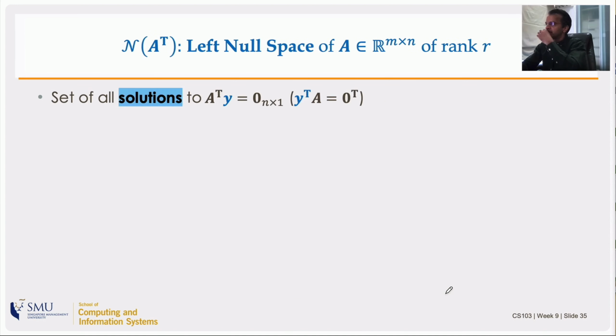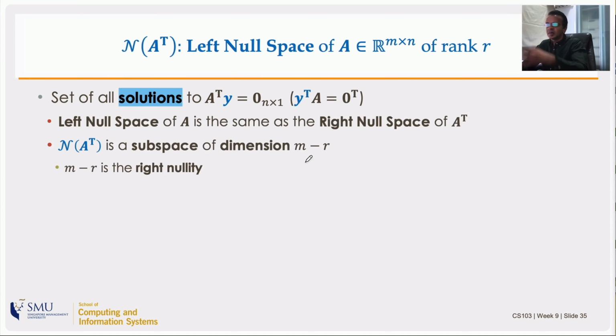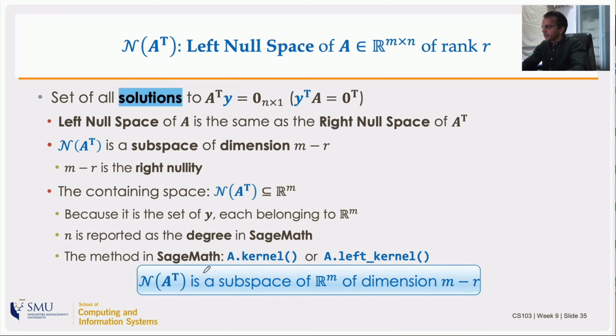Left null space is the solution set of A transpose y equal to 0. It lives on the output side, and it's got a dimension of number of rows minus the rank. So this one is not that important, but just to let you know, the left null space is a subspace of Rm on the output side, of dimension m minus r.